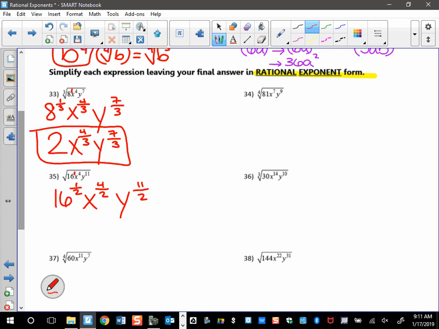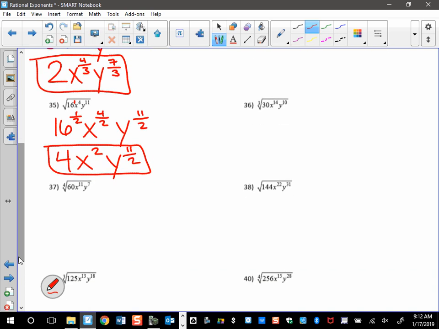What's 16 to the 1/2? 4. Square root of 16 is 4. Be careful, because some of you are going to start thinking, okay, 16 to the 1/2, that would be 8. 8 is not the square root of 16. So square root of 16 is 4. X to the 4 over 2, does that reduce? 2. Does 11 over 2 reduce? Obviously, exponent form is pretty useless.